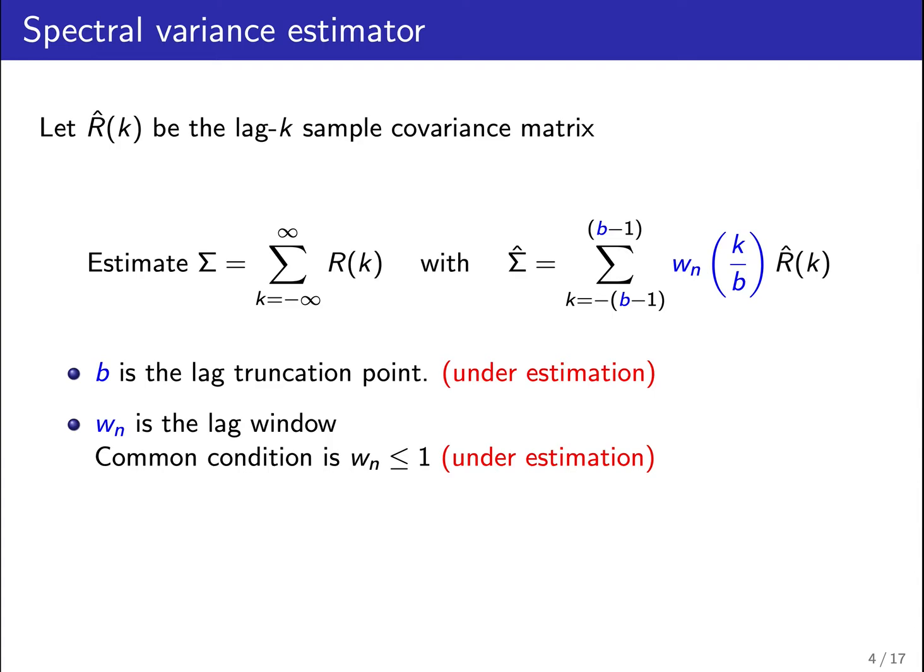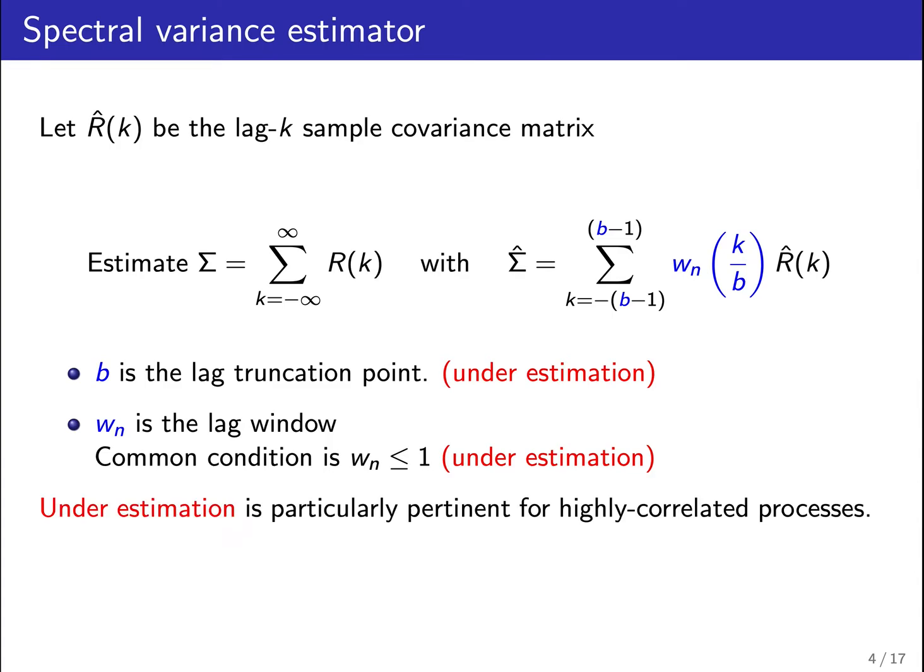And Wn, because we're weighting and it's less than or equal to 1, this weight function also brings in an underestimation. So overall, this spectral variance estimator sigma hat, in general, underestimates sigma. Although it has nice asymptotic properties, in finite samples, it underestimates sigma. This underestimation is particularly pertinent for highly correlated processes, because as we truncate at some point B, whatever's left after B is actually more substantial for highly correlated processes. And similarly for the weight function as well.